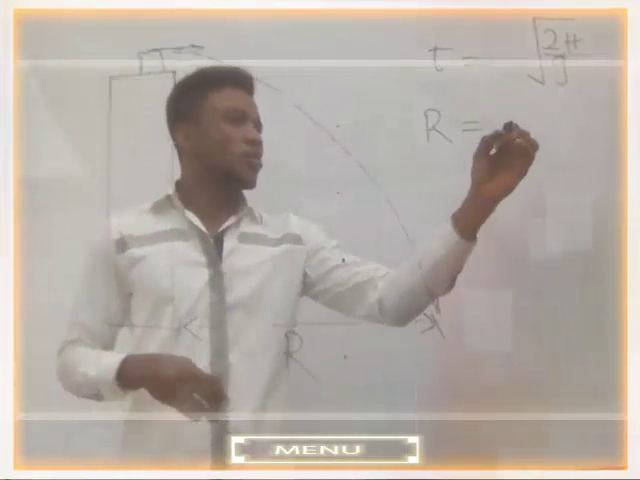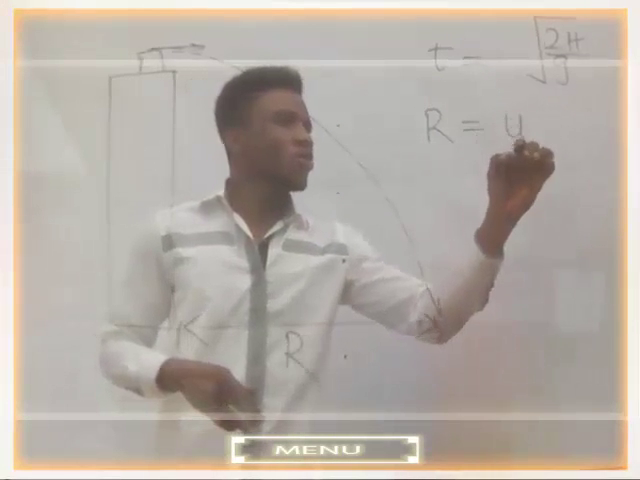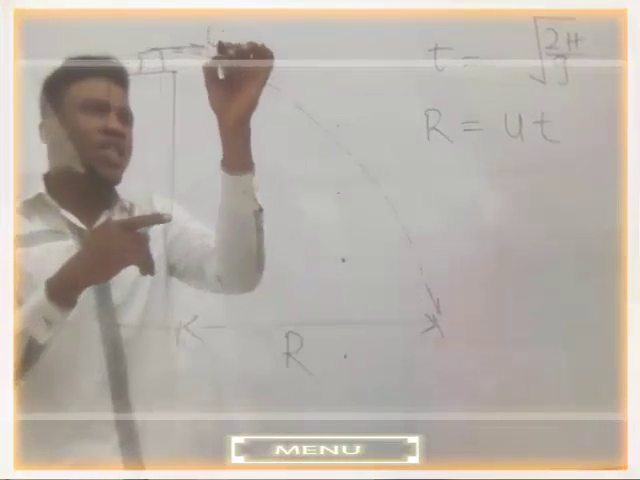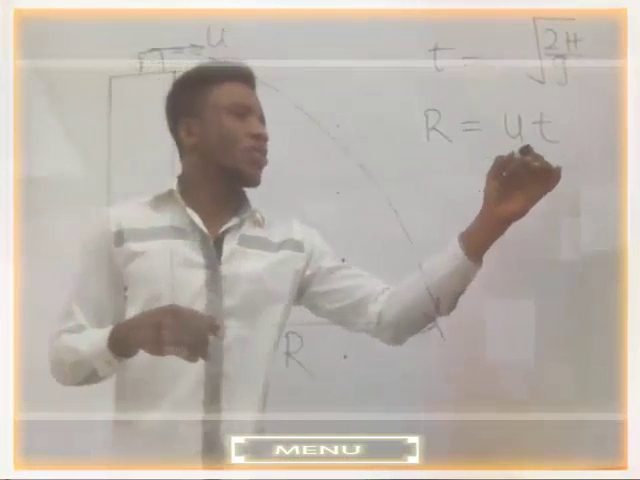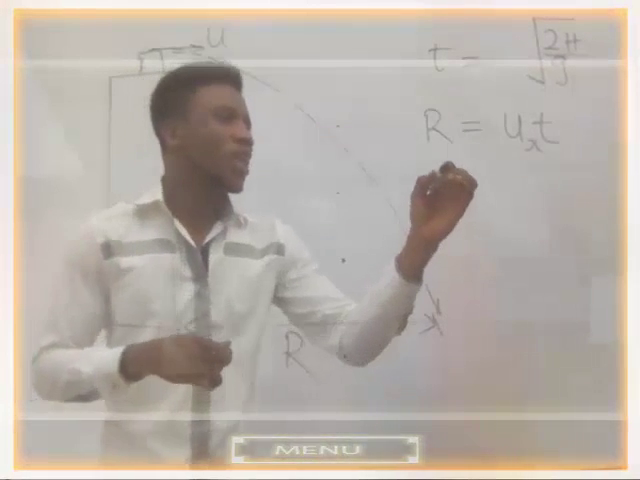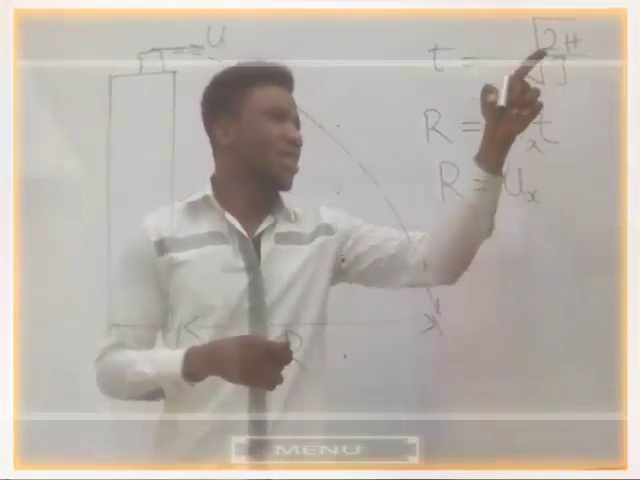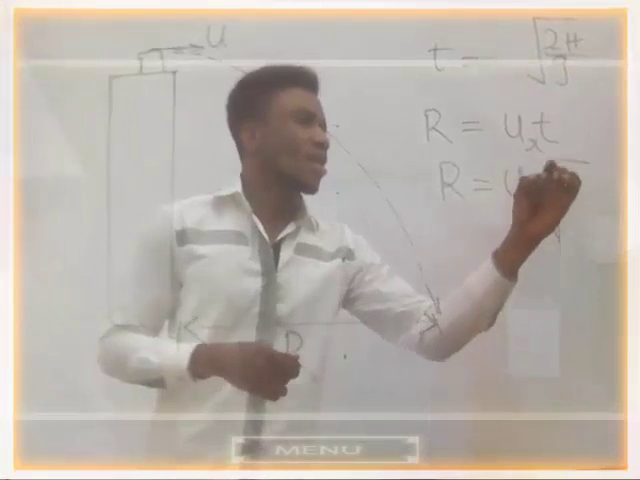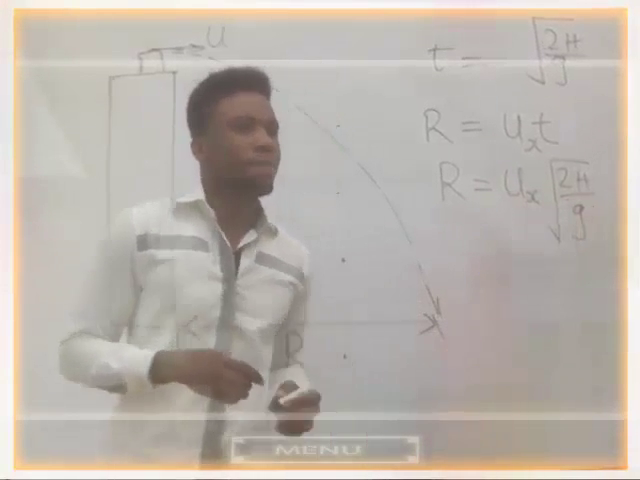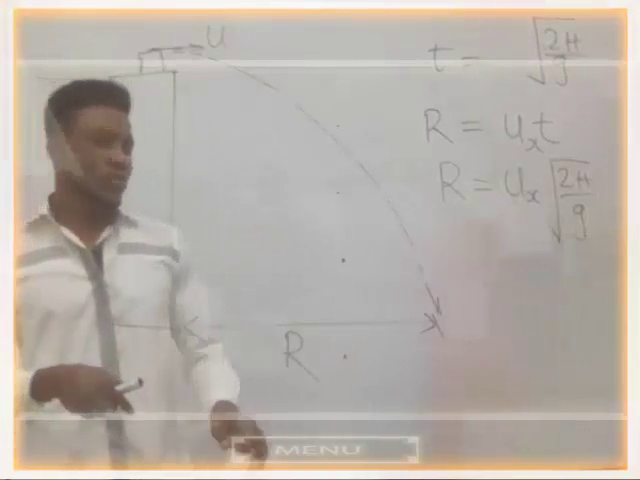So this range is u multiplied by time. This u must be the initial velocity horizontally, so the horizontal component of the initial velocity. So we can also write the formula for range as u times t, where t can be replaced with the square root of 2h over g. Now let's take a sample question.